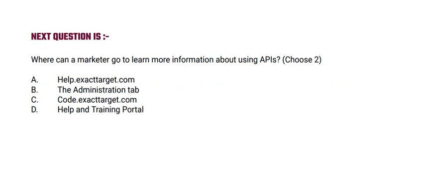Now, the question is, where can a marketer go to learn more information about using APIs? Choose two options, and the options are option A, help.exacttarget.com, option B, the administration tab, option C, code.exacttarget.com, and option D, help and training portal. The correct option is option A and C.